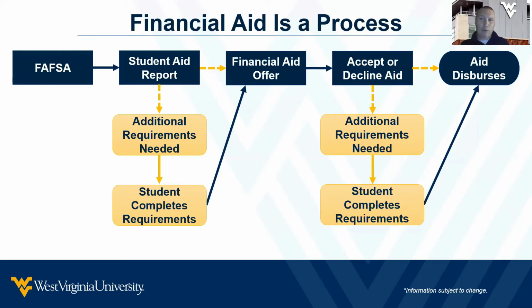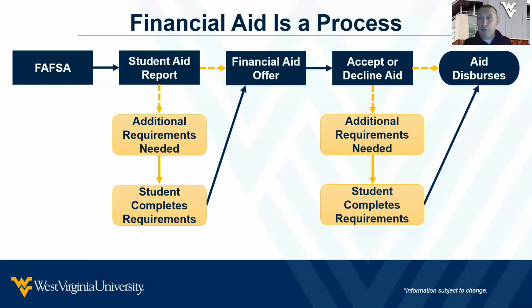Now, as the university reviews that aid report, there can be a request for additional information. You might have some additional requirements. The student may have to complete those requirements. There could be verification. There are a lot of things that it's very important to realize. The process is multiple steps. And so it's a good time to reach out to the Hub again if you do have questions.